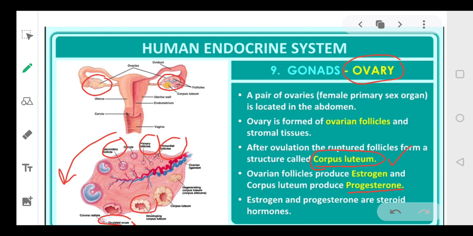While these follicles, which are present in different stages, produce the hormone estrogen. So in totality, dear students, there are 2 hormones being produced from the ovary. One is estrogen and the second is progesterone. Both of these hormones are referred to as steroid hormones. Okay, I hope you are getting me, and there is absolutely no doubt.